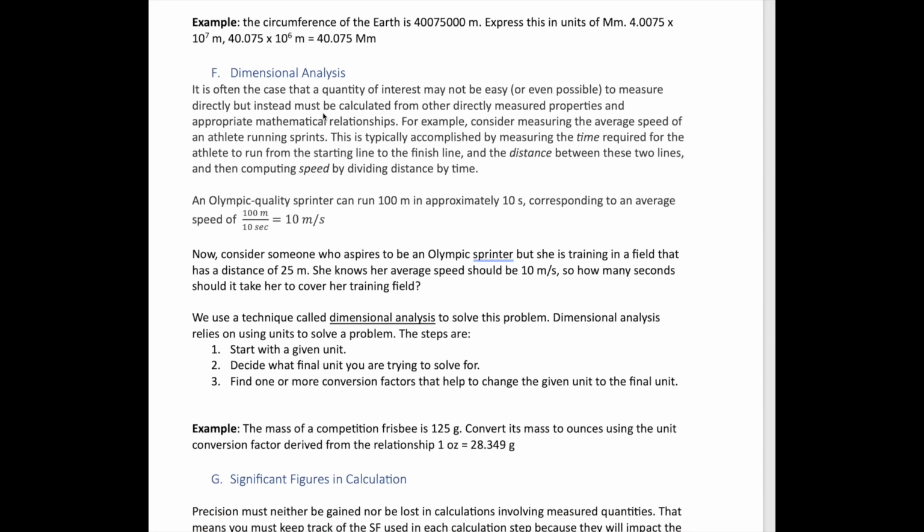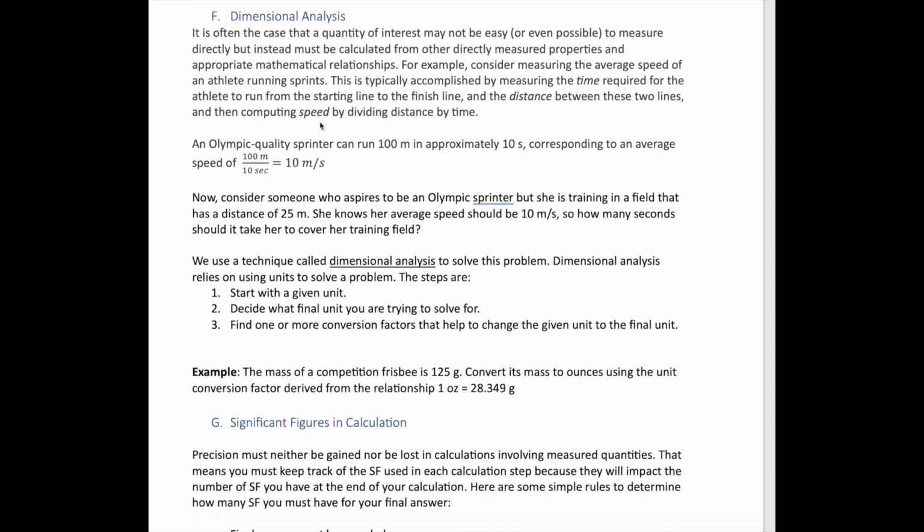Now we're going to get to the topic of dimensional analysis. This is actually a very important skill in chemistry. What it does is it allows you to calculate different types of stuff by knowing the units that you're supposed to have. For example, you might want to know, if you're a runner, how fast you're running.